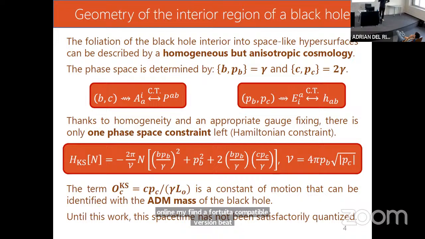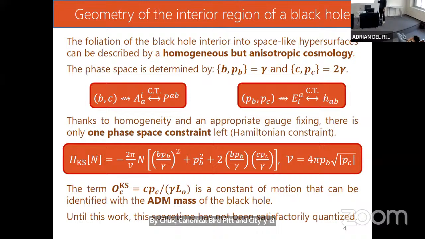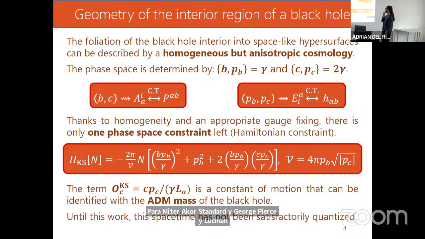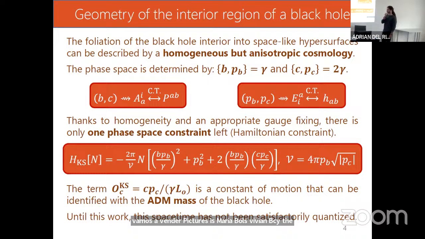Thanks to the symmetries of Kantowski-Sachs, the phase space is completely determined by two canonical pairs, (p_b, b) and (p_c, c). Here, gamma is the Immirzi parameter, a constant that usually appears in loop quantum gravity. To have a better picture of these variables, p_b and p_c determine the inverse densitized triad, which can be related with the metric of the spatial sections by a canonical transformation. In the same way, b and c determine the Ashtekar-Barbero SU(2) connection, which can be related by the same canonical transformation with the conjugate momentum of the three-metric.